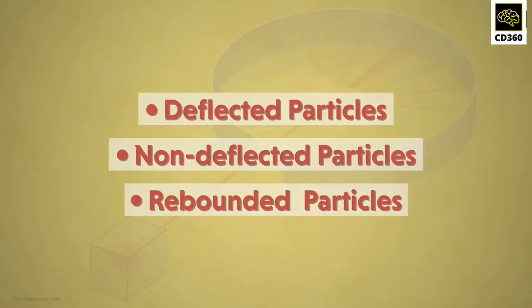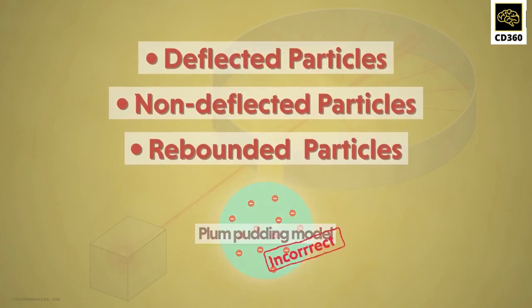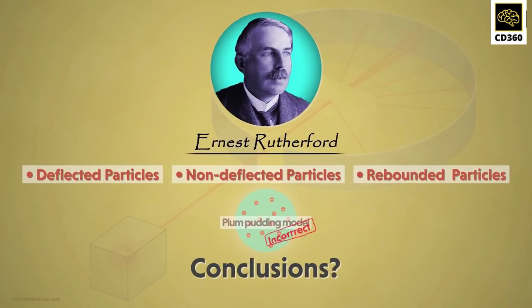These three observations made Rutherford think that the plum pudding model is not really correct. Based on the conclusions he had, he put forward a new hypothesis explaining the structure of atoms. What were his conclusions? Let us have a look at the conclusions by Rutherford, followed by the new atomic model put forth by him in the next video.